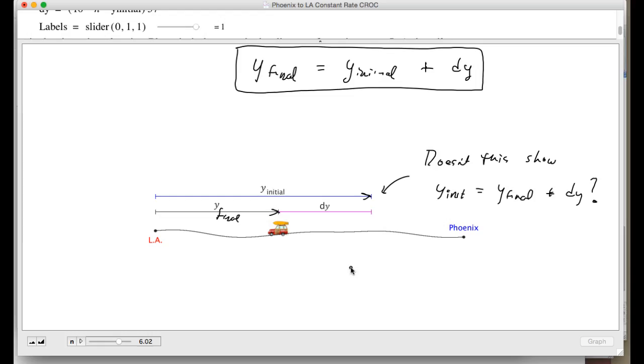Look at y initial versus y final. Y initial is the distance from LA to your car, and then y final. How do those compare? How does y final compare to y initial? It's less. So if you take y final minus y initial, what will you get for dy?